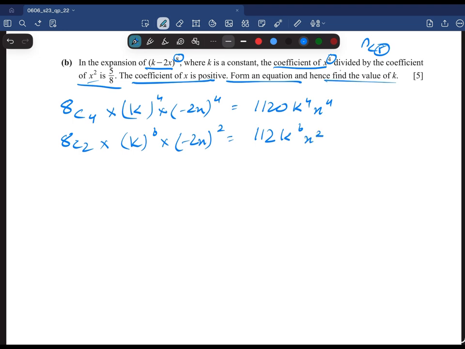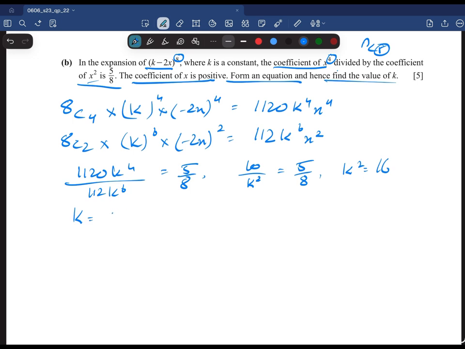Now the coefficient of x to the power 4 and x squared is 5/8, so 1120 k to the power 4 on 112 k to the power 6 equals 5/8. Yeah, those two cancel out. 10 upon k squared is equal to 5/8. k squared is equal to 10 over 5/8, that's equal to 16. k is equal to plus minus 4.